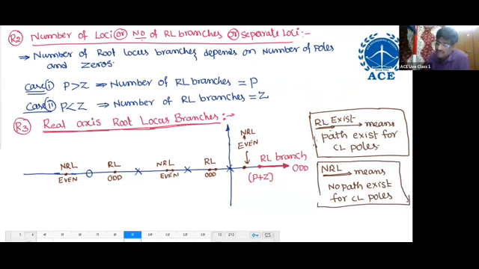So the pole should move only on the path. When the path is there, then only the pole should move. If no path, the pole should not move. Now listen here, all of you. Here there exists the what? Root locus branch. I'll make it dark. So this is the root locus branch. Here no root locus. Here also there exists the root locus branch.